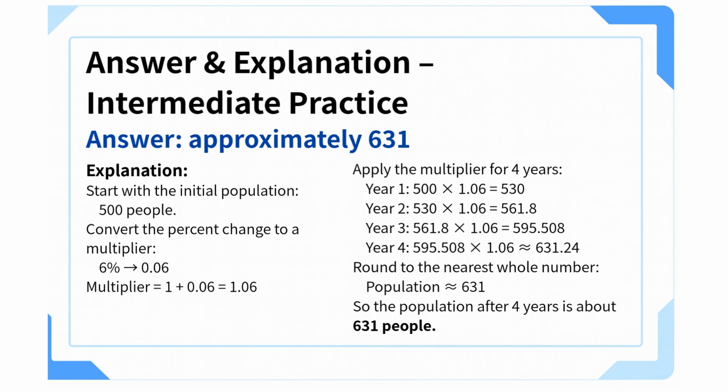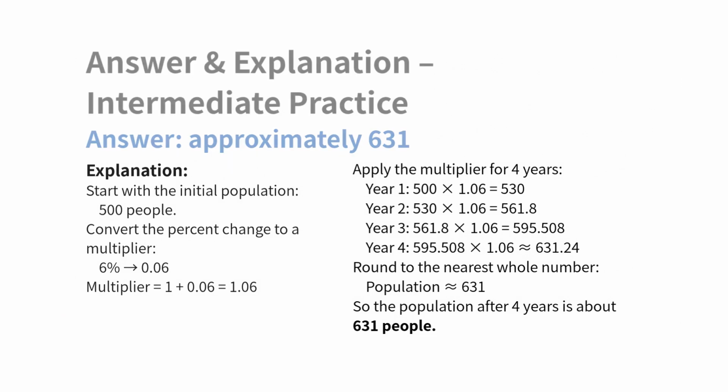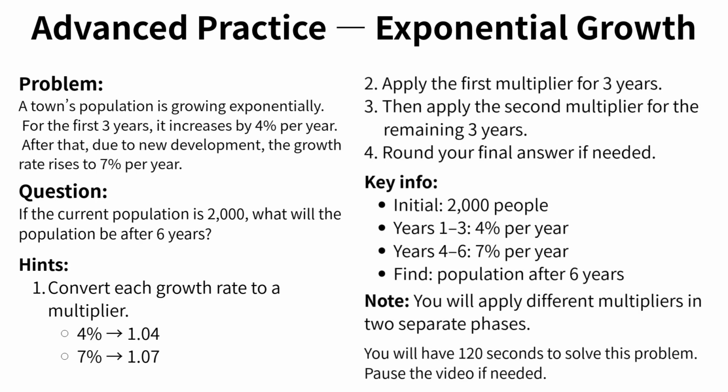This shows how exponential growth works. Small repeated increases compound over time to create a much larger change. Here is an advanced exponential growth problem. A town's population grows at 4% per year for the first 3 years, then increases to 7% per year for the next 3 years. Your task is to find the population after 6 total years. Remember, you will use 2 different multipliers, one for each phase. You have 120 seconds. Pause the video if needed.